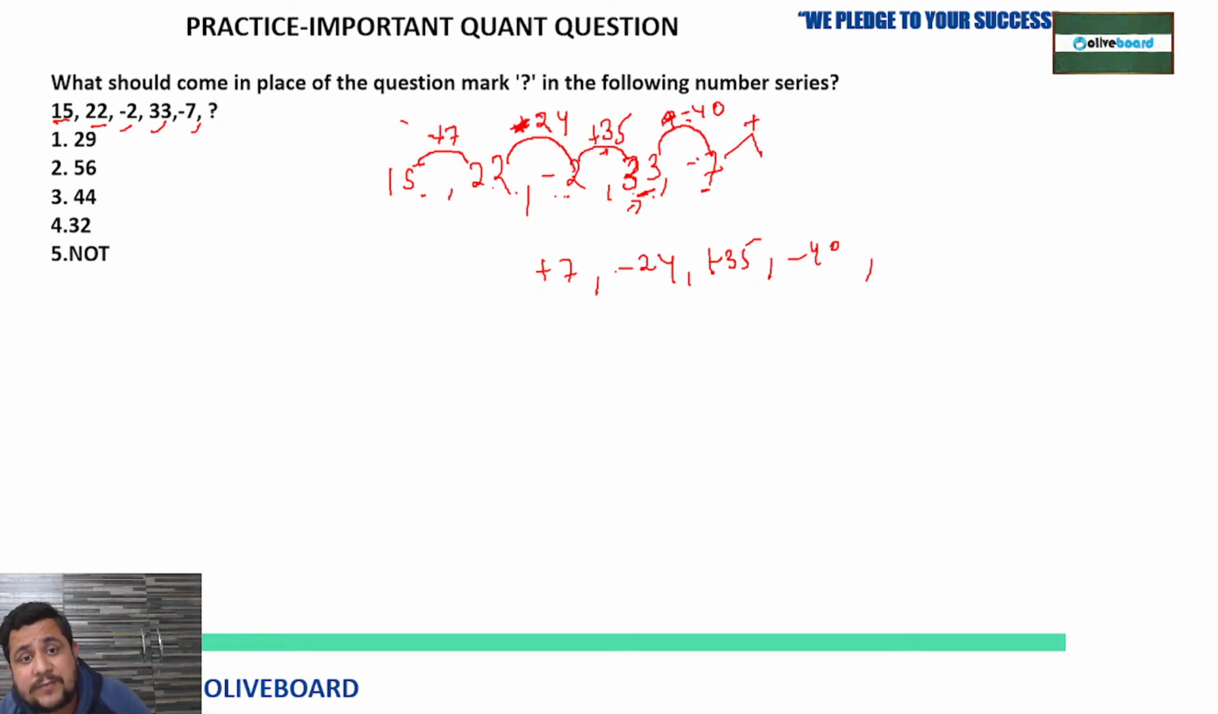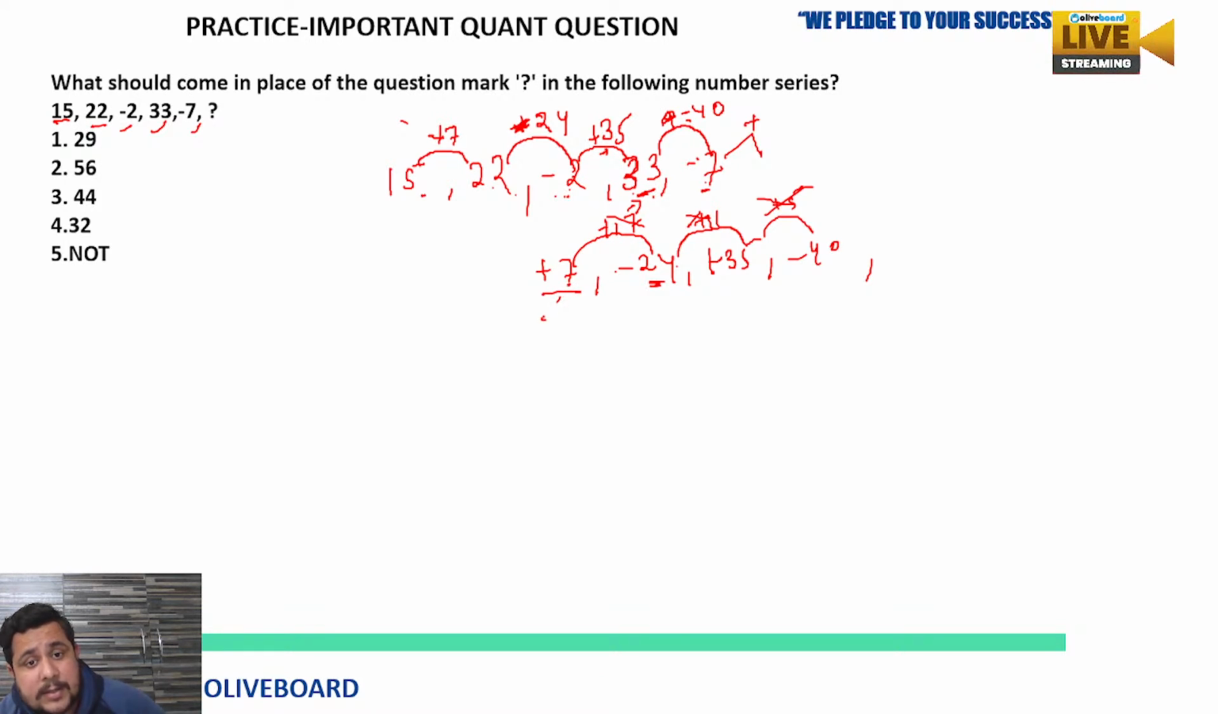So see, 15, 22, minus 2, 33, minus 7. Now what will be the next? See the difference of differences. 7 to 24, see the numbers only, not the signs, is plus 17. Now 24 to 35 is plus 11. Now 35 to 40 is plus 5. So it is not working out. Now we will do factors. One more thing we can apply here, because I am telling you each and everything in detail.